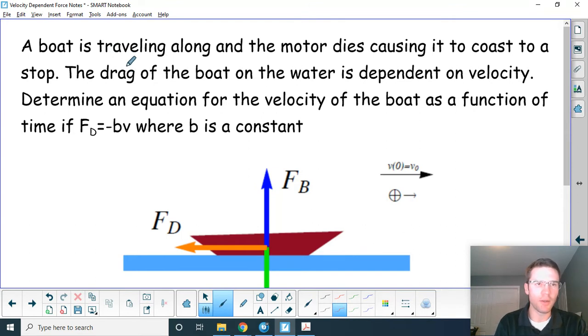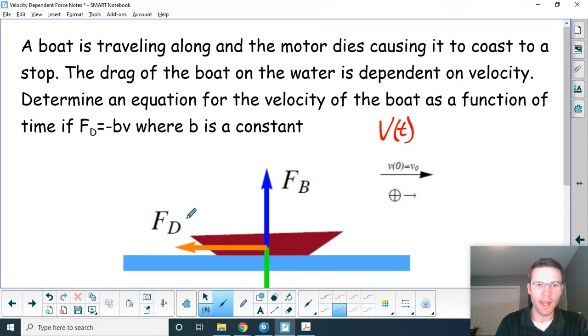This is the same one that's in your reading, but this could be a block going across the surface, could be a lot of different applications. A boat's traveling along and the motor dies, causing it to coast to a stop. The drag of the boat on the water is dependent on velocity. And they want to determine an equation for velocity. So what's velocity as a function of time? You plug in a time and I will tell you the velocity.